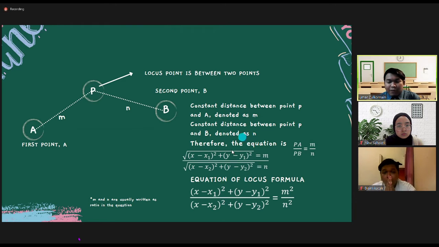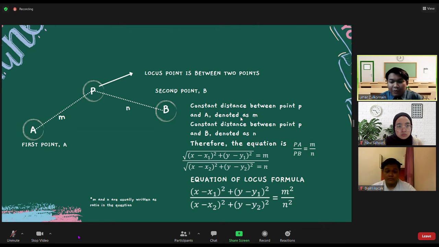You can get x minus x1 to the power of 2 plus y minus y1 to the power of 2 over x minus x2 to the power of 2 plus y minus y2 to the power of 2 equals to m to the power of 2 over n to the power of 2. Right, so x1 and y1 is the coordinate of the first point, while x2 and y2 is the coordinate of the second point. X and y is still the same, the coordinate of P.